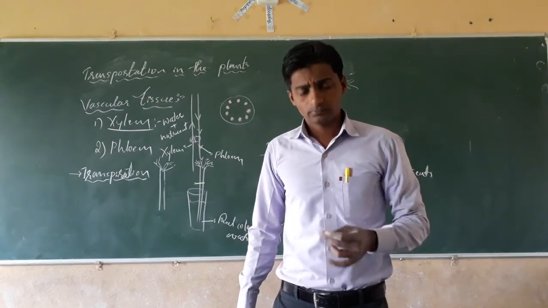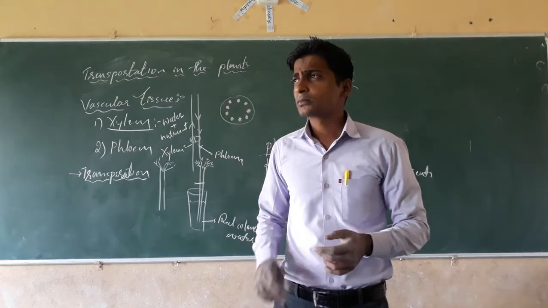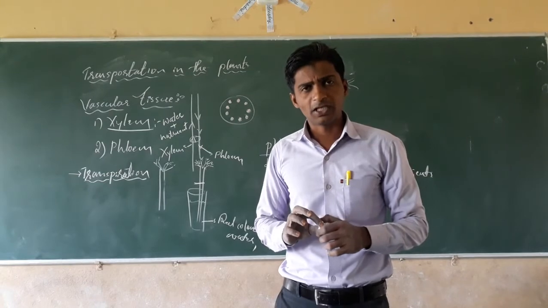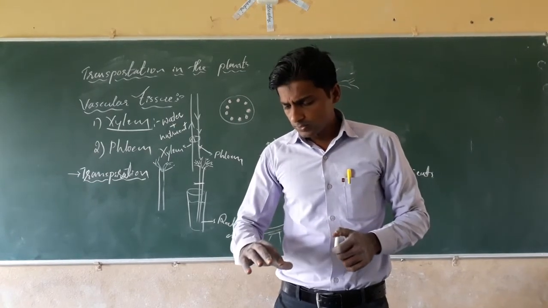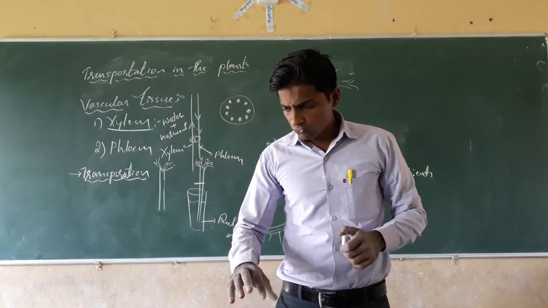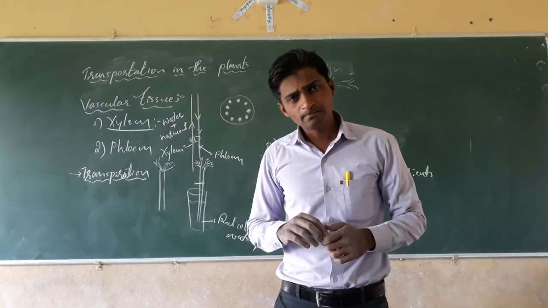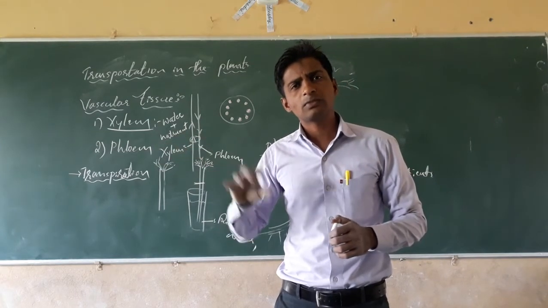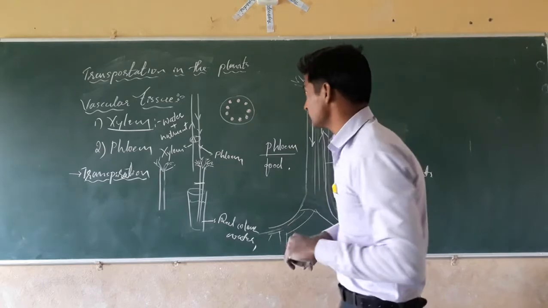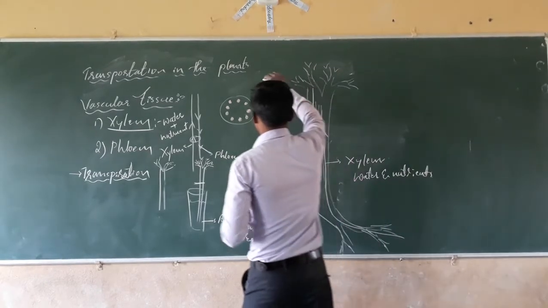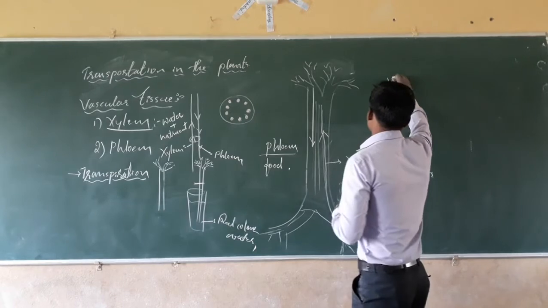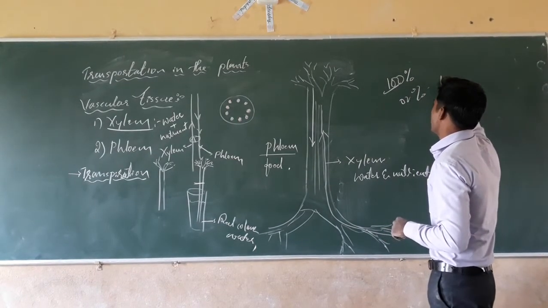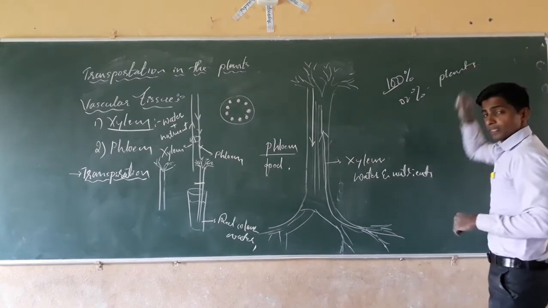Transpiration means, dear students, whatever water we give to the plants, first from the beginning I will explain to you. See what happens when we give water to the plants. The plant will not absorb all the water that we have given. For example, suppose we have given 100% of water, out of which only 2% of water is absorbed by the plants.